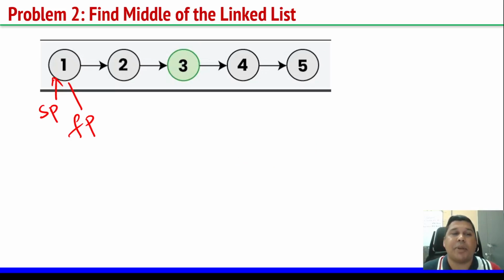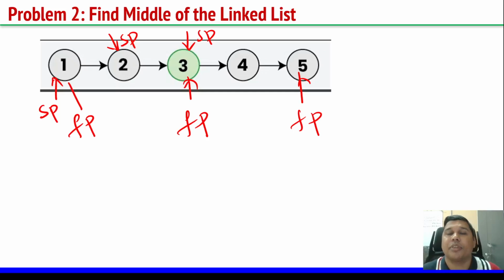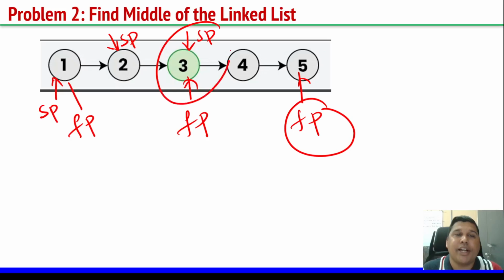First iteration, what will happen? Slow pointer will come here at 2, fast pointer will come at 3. Next iteration, slow pointer will come here, fast pointer will come here. If the fast pointer reaches the last node, it is clear that the slow pointer will be pointing to the middle element.